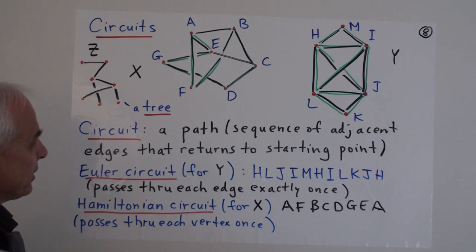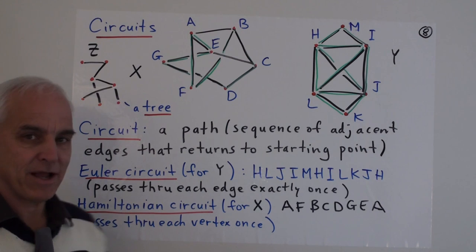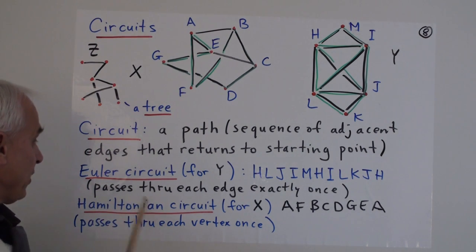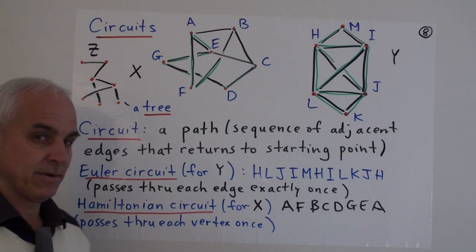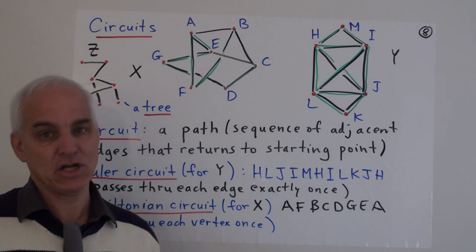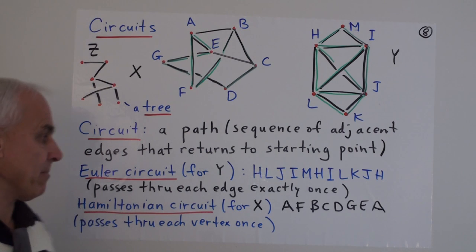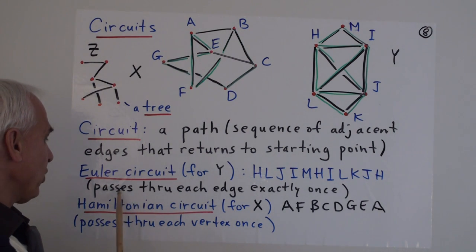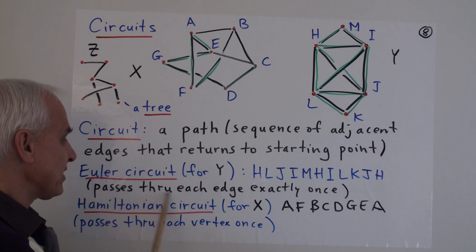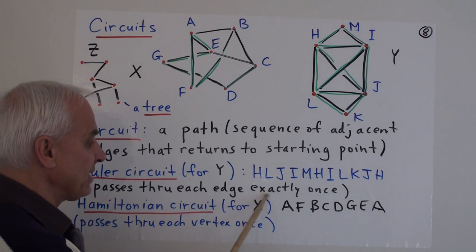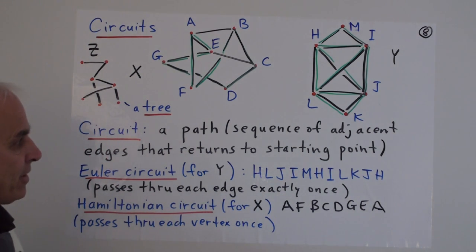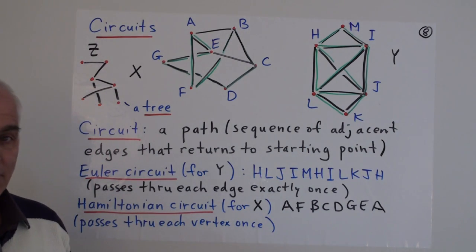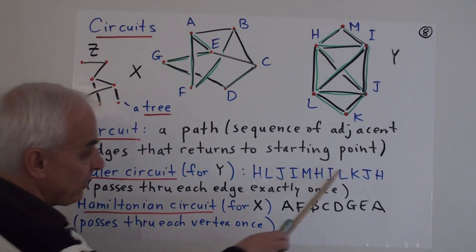There are historically two important kinds of circuits that are natural to consider. The first one is an Euler circuit, named after Leonhard Euler, who basically initiated graph theory about 250 years ago. So the idea is that we're looking for a circuit that passes through each edge exactly once. So for example, in this graph Y, it does have an Euler circuit, and here it is.